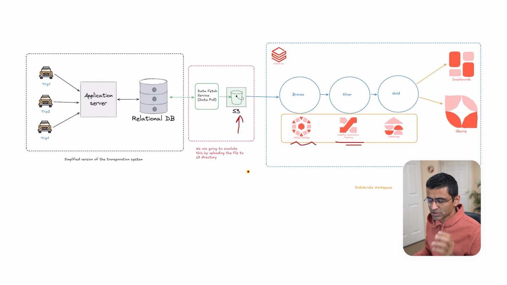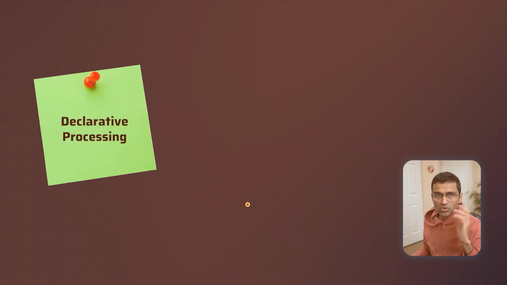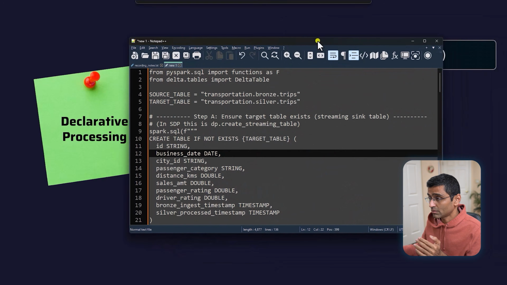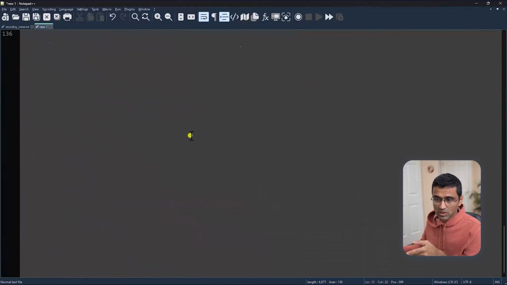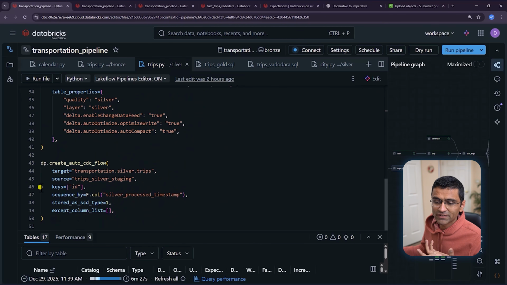Okay, so we are done with this project, and now let's summarize the benefits of Lakeflow Spark Declarative Pipelines. The first benefit is the obvious one, declarative processing, where you focus on what to do rather than how to do it. As a result, you can write much less code. We already saw in the case of trips, when we were doing silver processing using a declarative pipeline, it was 50 lines of code. If you use normal procedural code, remember we talked about this, it was 135 lines. Whereas the declarative pipeline code was only 50 lines, versus 135.